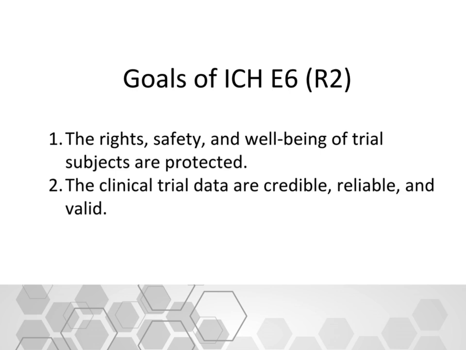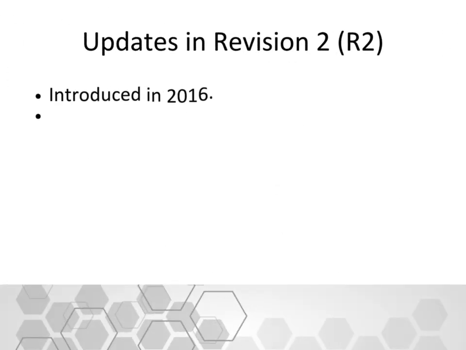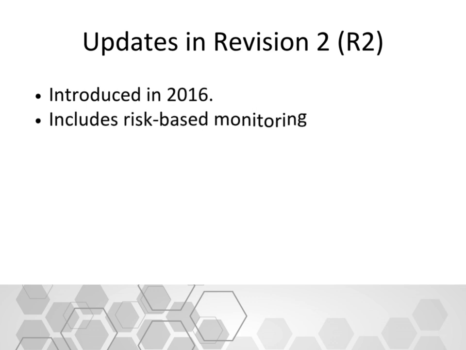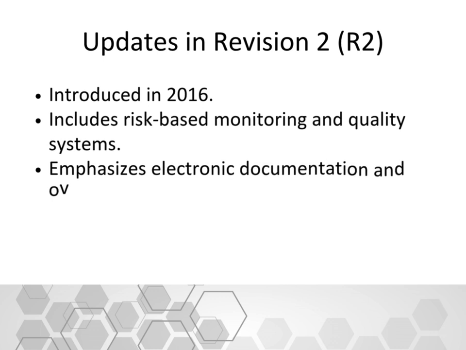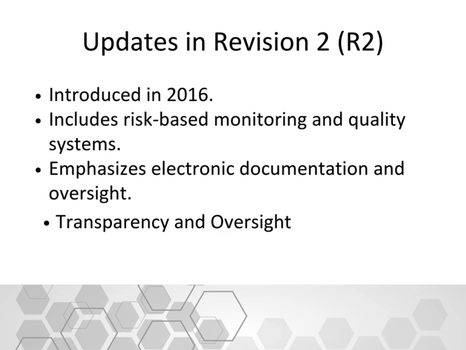Revision 2, or R2, was introduced in 2016, and it brought major updates around risk-based monitoring, quality management systems, electronic systems, and documentation, and a greater emphasis on transparency and oversight. These aren't theoretical concepts. They're now part of what regulators look for in inspections. So knowing this guideline isn't optional, it's essential.